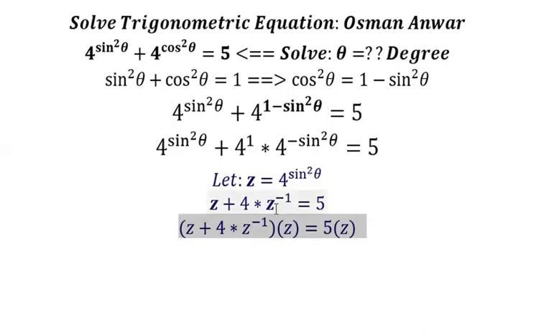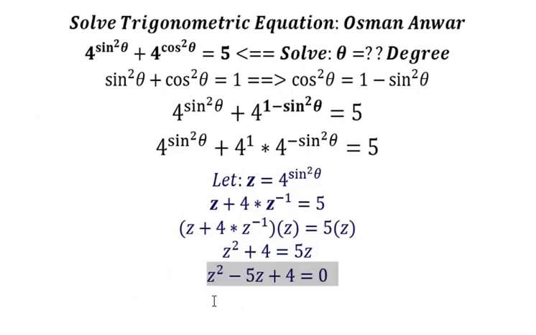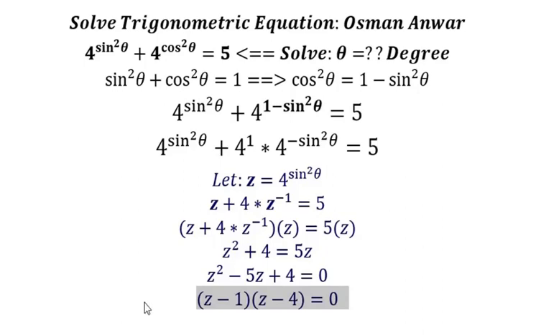Now let's multiply both sides by z. Then this becomes z times z plus 4 times z to the minus 1 times z equals 5z. Then this is z squared plus 4 equals 5z. Then this is z squared minus 5z plus 4 equals 0. This can be factored into z minus 1 times z minus 4 equals 0.